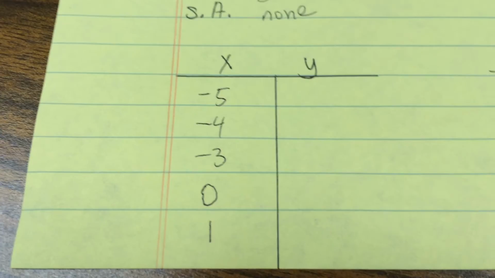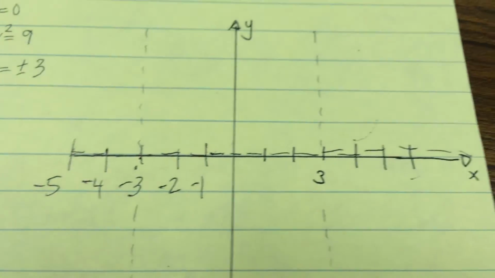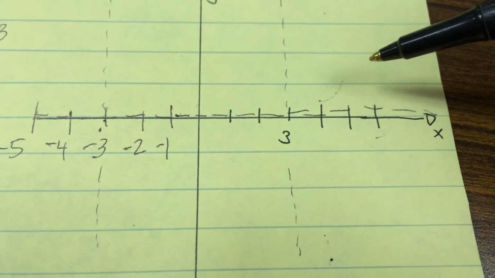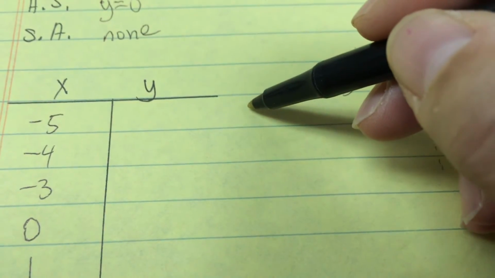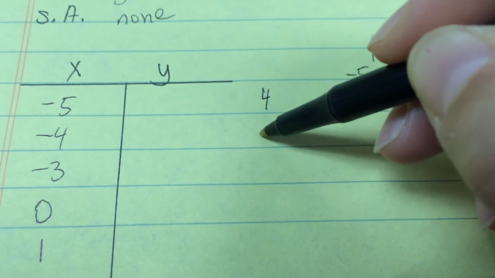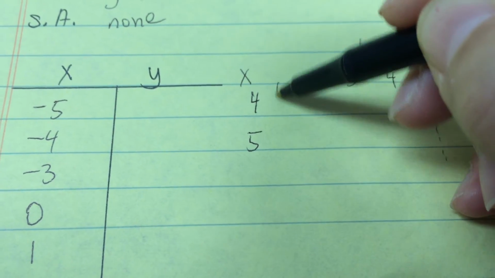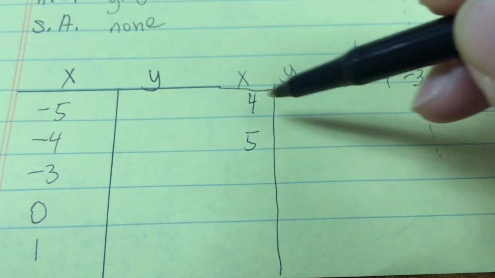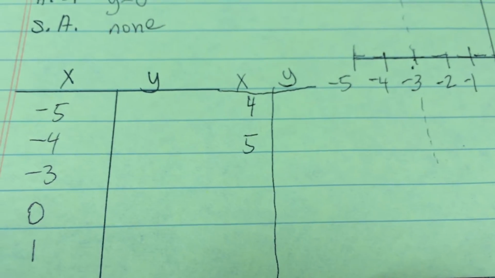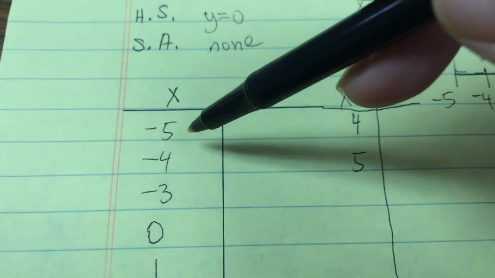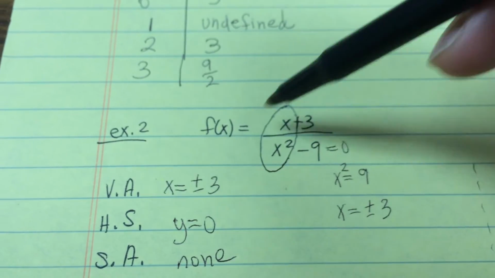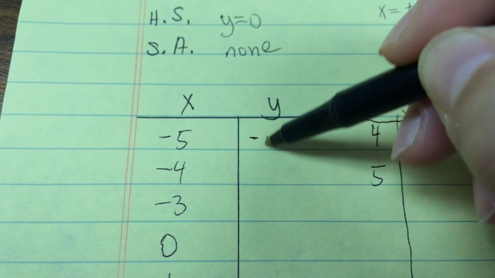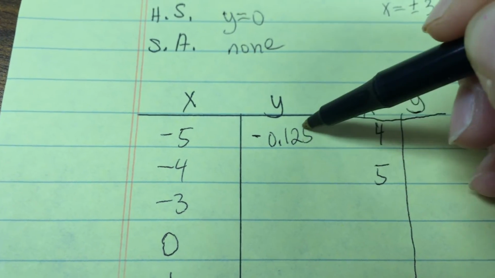Okay, and then we have to pick more points on the other side. So after 3, we want to put like 4 or 5 probably. So I'm going to have to create this somewhere over here. So let's see, 4, 5. This is going to be my X, and this will be Y. And then we may have to do more points on this, so we'll have to figure that out as well. Okay? So when we substitute this -5 back into this original equation right here, the calculation should come out to something like -0.125.